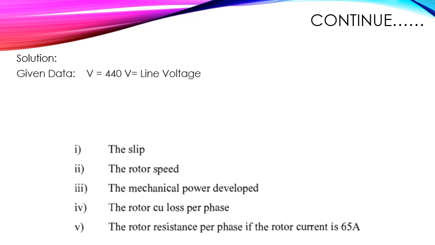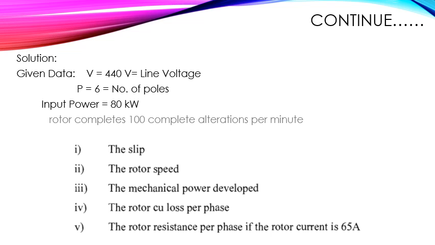Continuing with that, the given data is line voltage 440 volts, number of poles 6, input power is 80 kilowatt, and the rotor completes 100 complete alternations per minute. We have to find the slip, rotor speed, mechanical power developed, rotor copper loss per phase, and the rotor resistance per phase if the rotor current is 65 ampere.